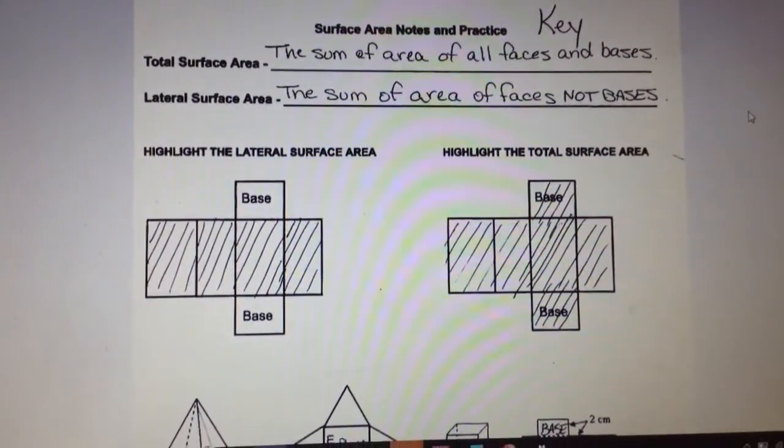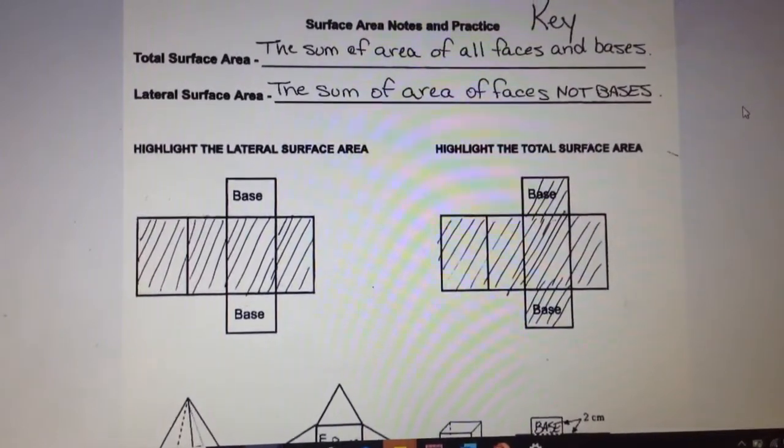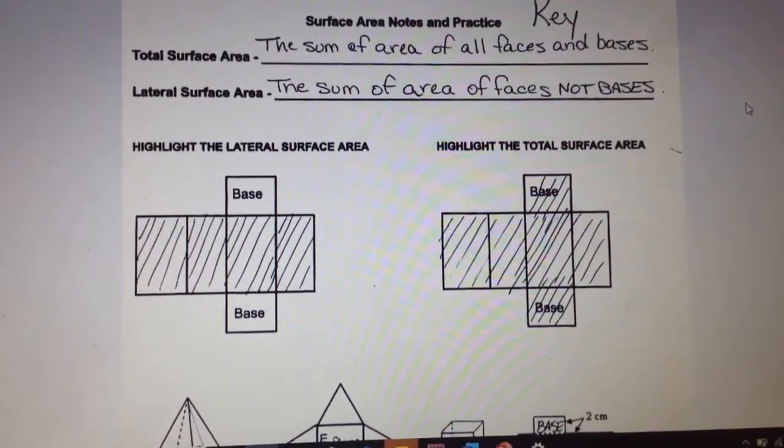Today we're going to focus on finding the total surface area and the lateral surface area of 3D prisms. Let's start off with a set of notes. Let's go ahead and write this at the very top of our worksheet.